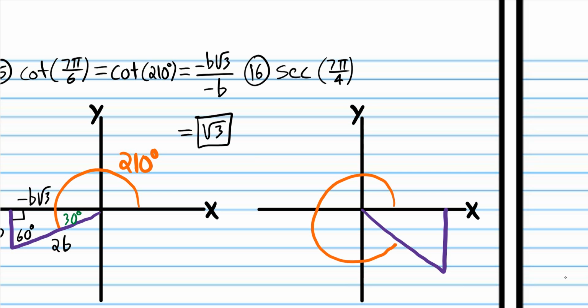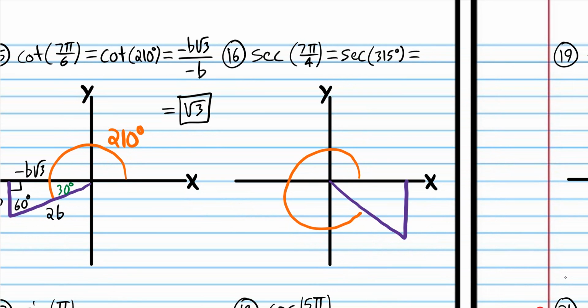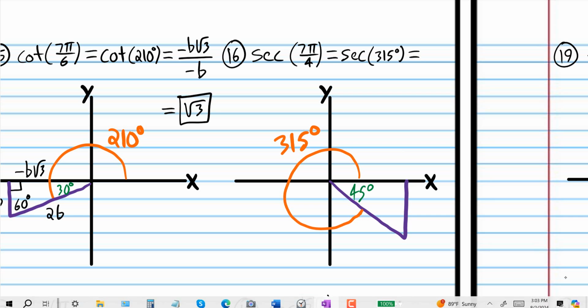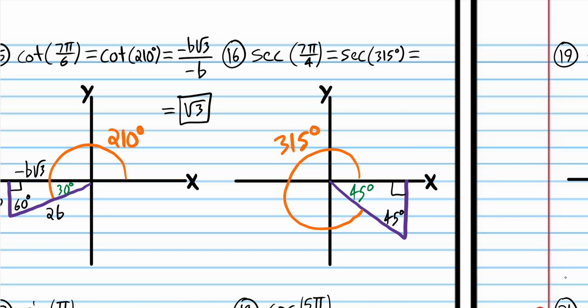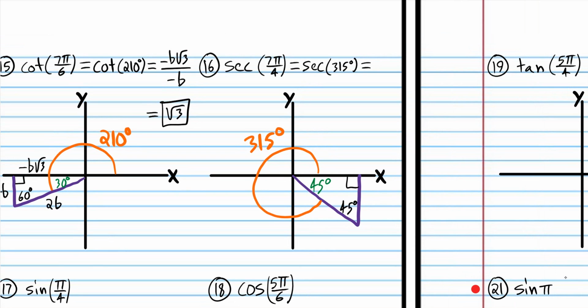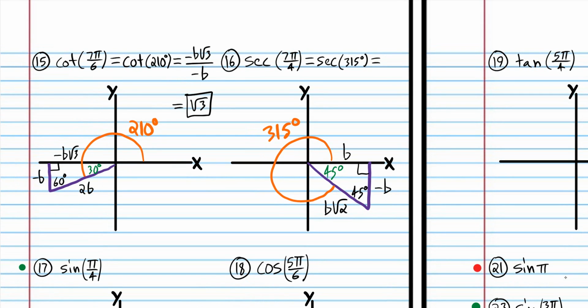So secant 7 pi over 4 is the same thing as secant 315 degrees. And we need to know the reference angle. The reference angle is obviously 45, and this angle is 45 degrees. So we have a 45, 45, 90 degree triangle. We can use the 45, 45, 90 degree theorem. And this side has to be negative, don't forget that.